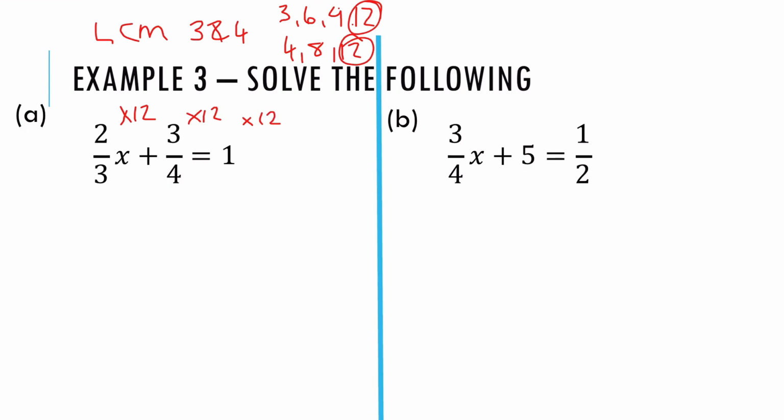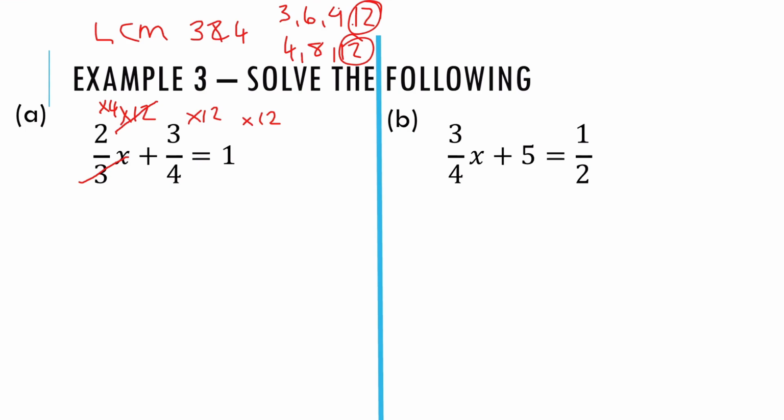So I'm going to multiply everything by 12. Now look what happens here. I've got a multiply by 12 and a divide by 3. I can divide 12 by 3, which leaves me with 4. So that makes my number work a little bit easier. Now all I need to do is times the 2 by a 4.